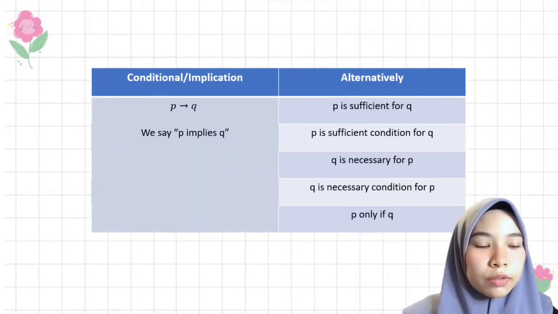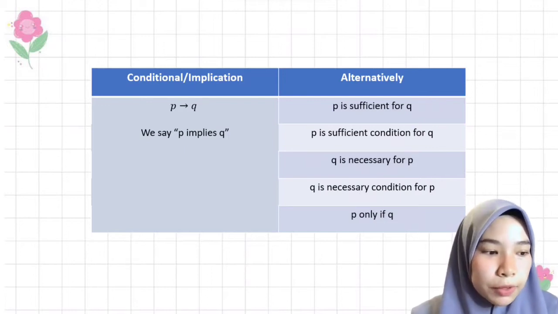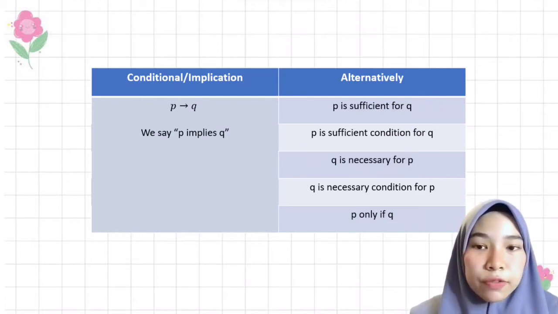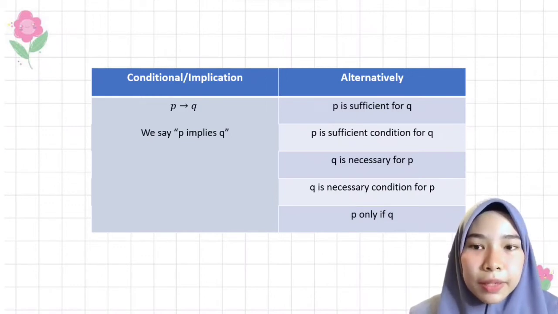To further see the conditional or implication, we say it as P implies Q. Alternatively, we can call it P is sufficient for Q, P is a sufficient condition for Q, Q is necessary for P, Q is a necessary condition for P, and P only if Q.